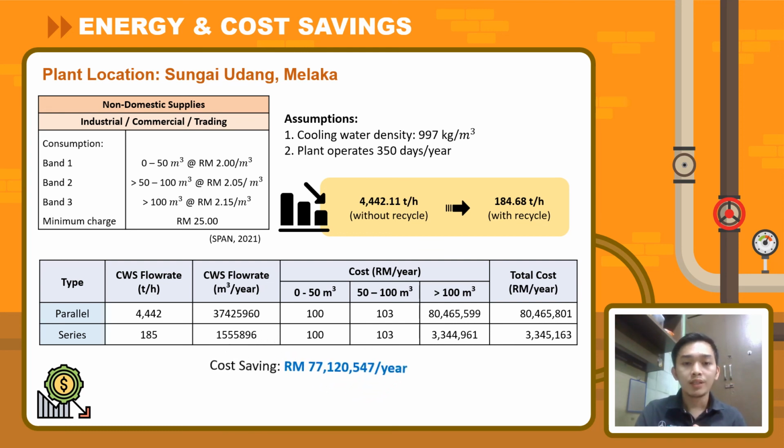So by integrating the cooling water network, we managed to reduce cost by around RM77 million per year, which translates to 95% of reduction. I think that's all from me.